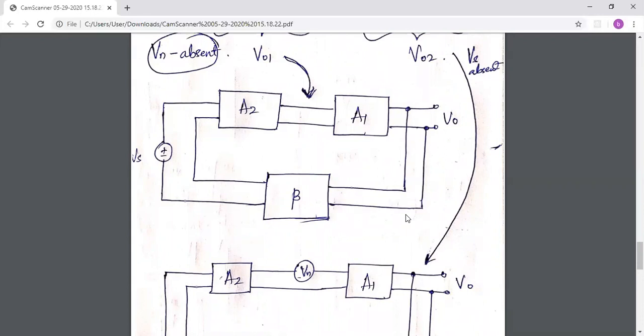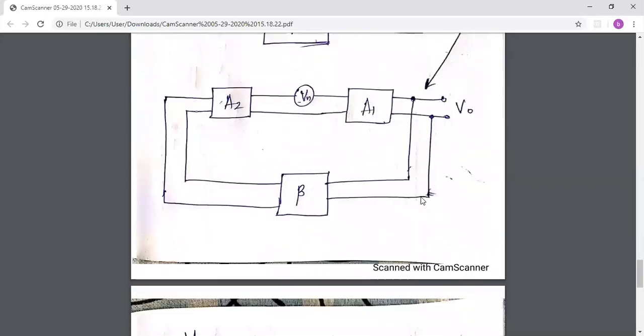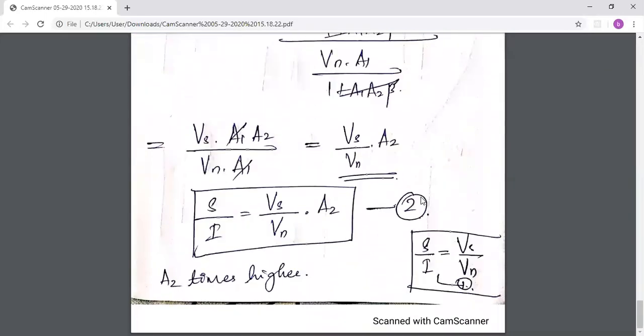So even though noise is produced, with the help of negative feedback, we can reduce the effect of noise over the effect of the signal. Okay, so this is the concept of signal to noise ratio and negative feedback. In the next session, we'll study some more properties of negative feedback.